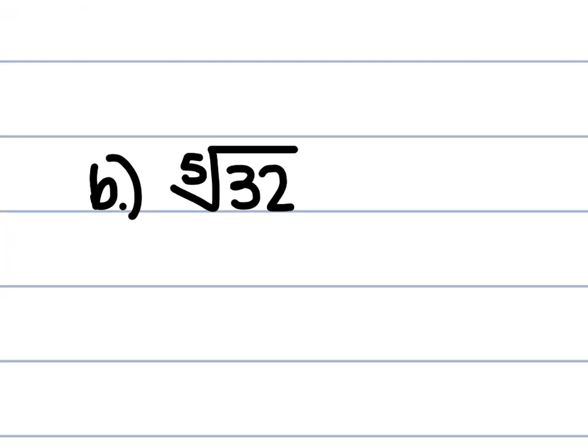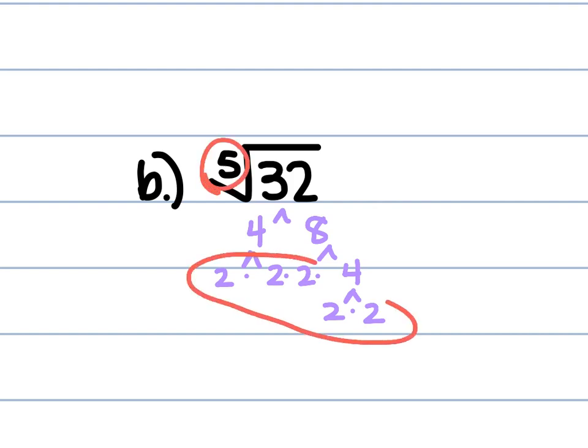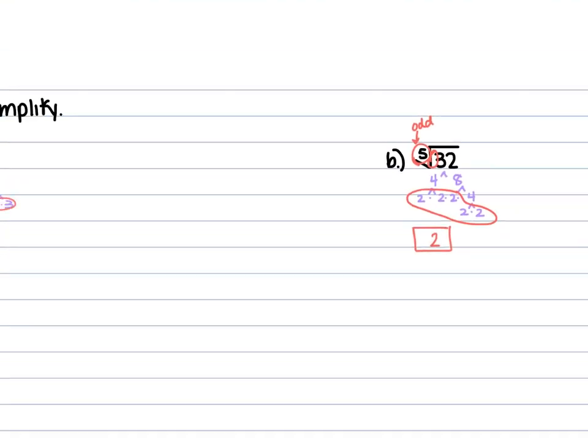For B, we have the 5th root of 32. So 32 is 4 times 8. 4 is 2 times 2. 8 is 2 times 4. 4 is 2 times 2. So we have 5 as our index. So here's a group of 5. So it's just 2. The sign underneath, because it's odd, keep the sign underneath, which is positive. So it's just a 2.